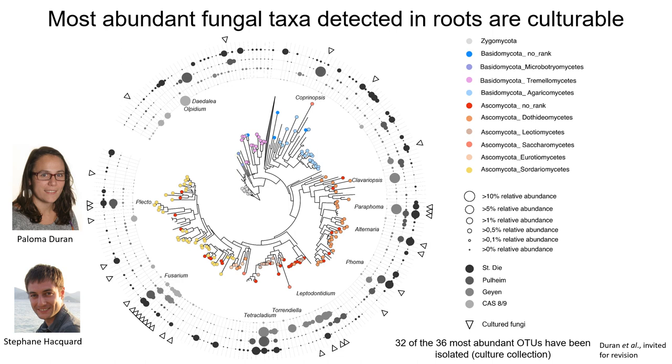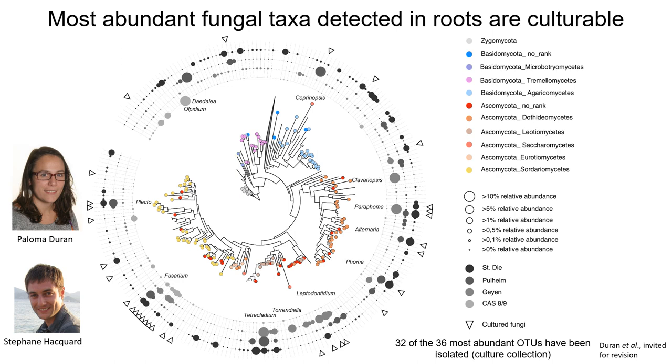But this is only correlative observations, right? We are not interested in correlative observations, we are interested in causal relationships. And for this reason, Stefan Hacquard and Paloma Durán did a similar exercise and systematically established a culture collection of root-associated fungi of Arabidopsis from the same site that we used before to establish the bacterial microbiota culture collection.